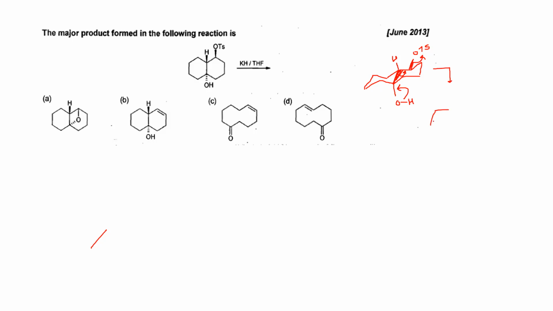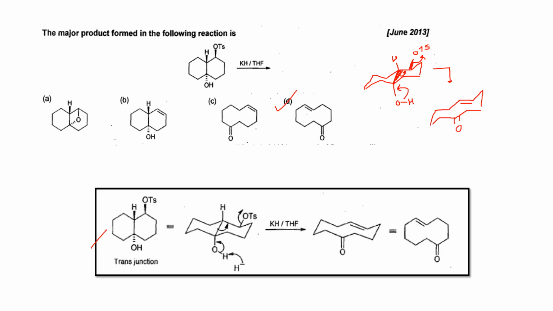So the correct option is the one where a new double bond forms between these two carbons that are trans to each other, so there will be a trans double bond. Only one trans double bond is there; these other two are cis double bonds. So the correct option is option D. Just note it down.